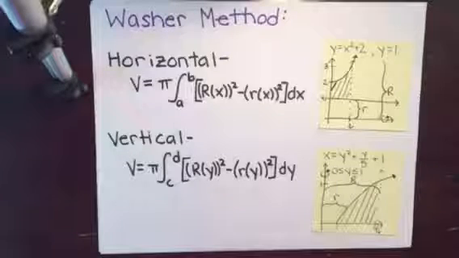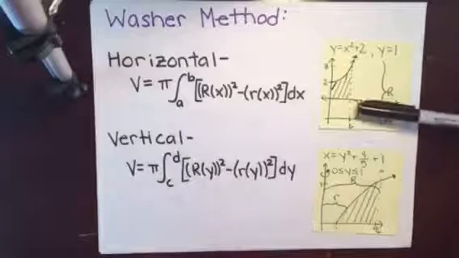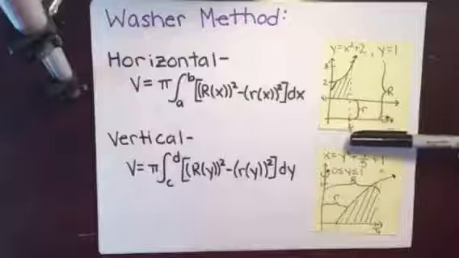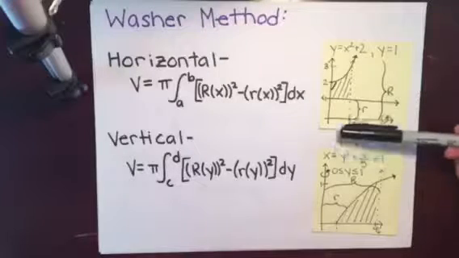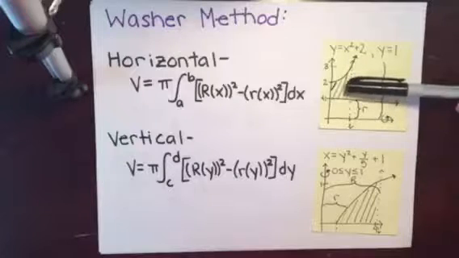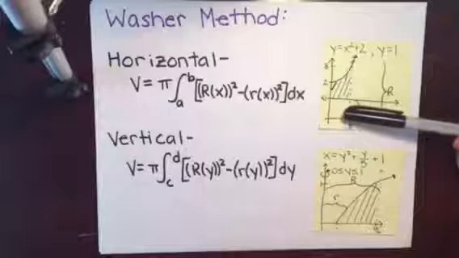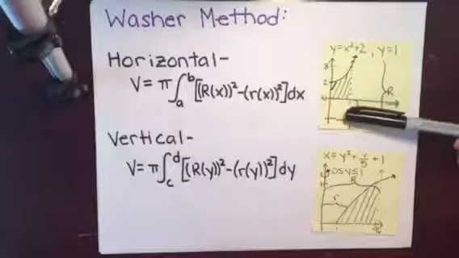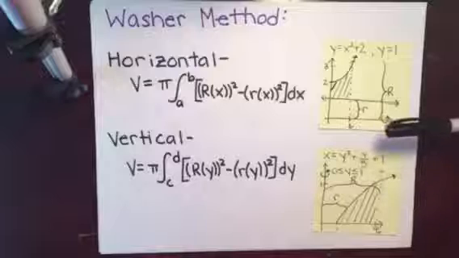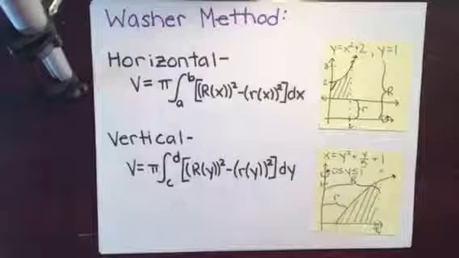So jumping right into it, the washer method is best to use, especially when you have a region being revolved, but then you also have an inner region that is not being revolved, so it has no volume. As we can see here, this shaded region is being revolved around the x-axis, but there's also going to be a cylindrical space between the region that's being revolved. So that's how you know, or at least a hint, that you might be using washer method.